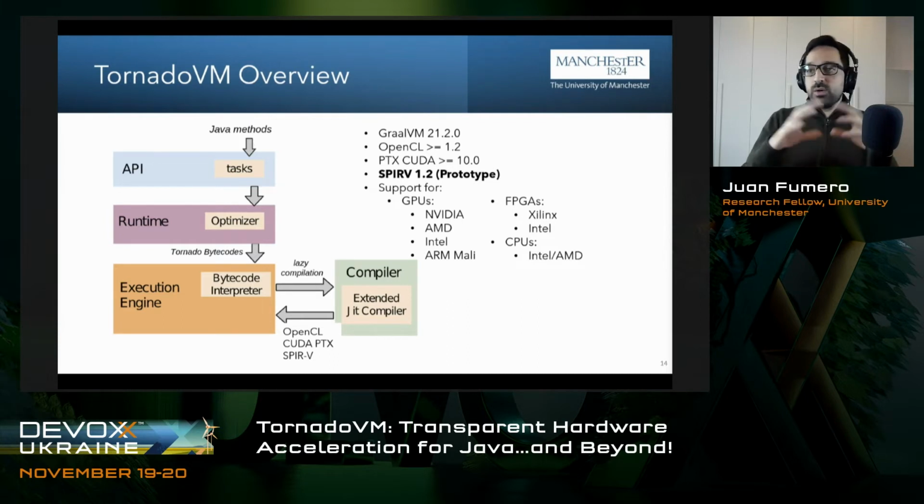And then we have the whole execution engine. The execution engine has inside its own bytecode interpreter. So Tornado has its own bytecode representation. I have to mention that for the Java virtual machine, Tornado is just another Java program. The only thing is that that Java program can compile Java methods to GPUs and FPGAs, but this is still a Java program. And it has its own bytecode interpreter.